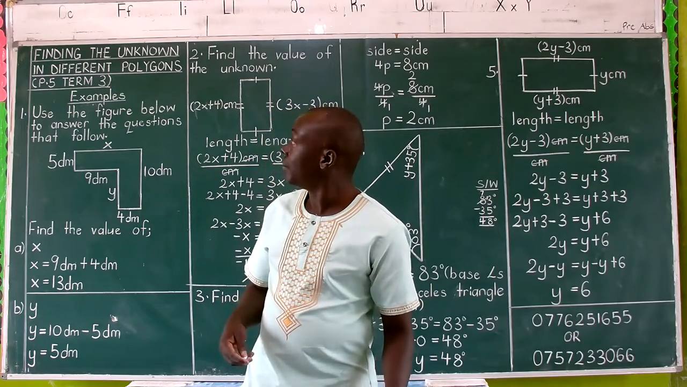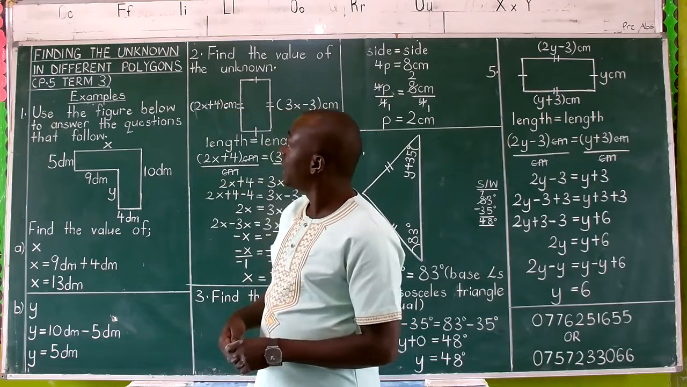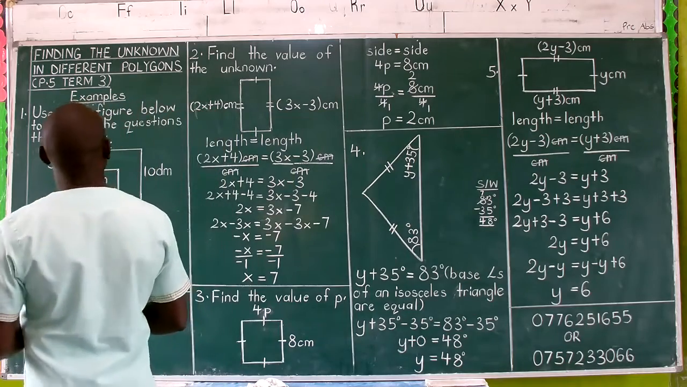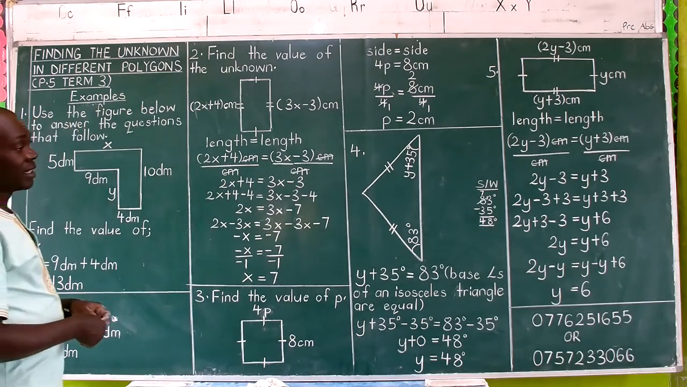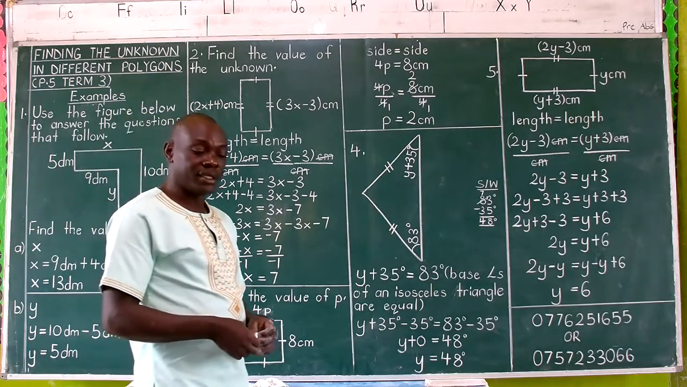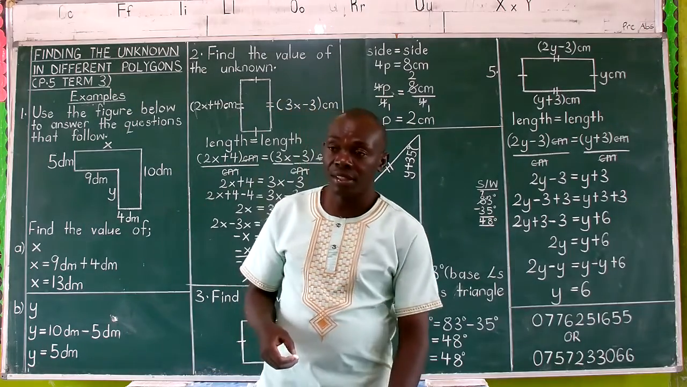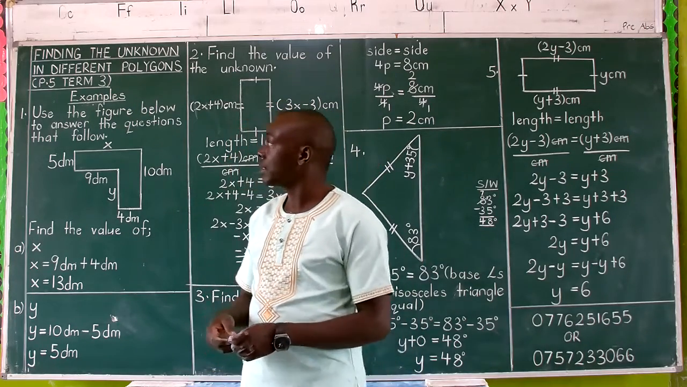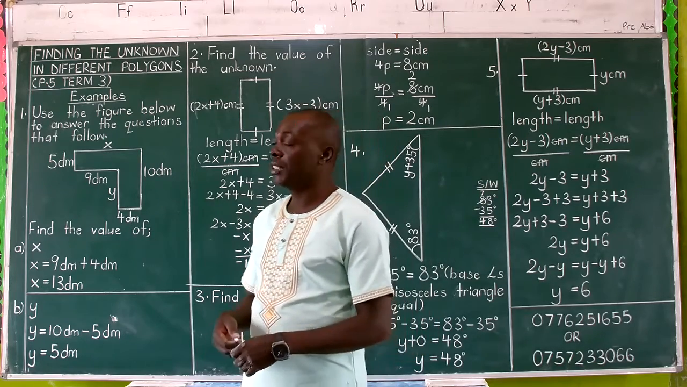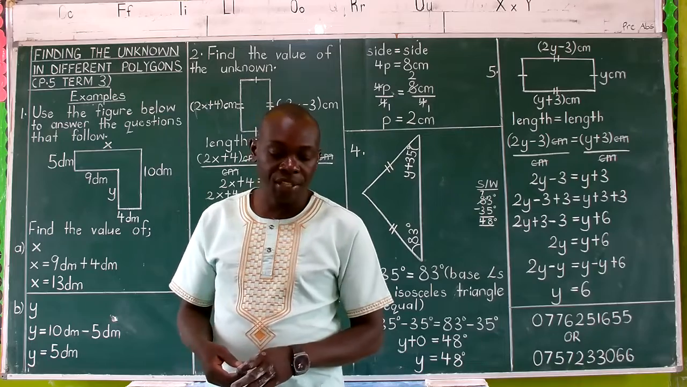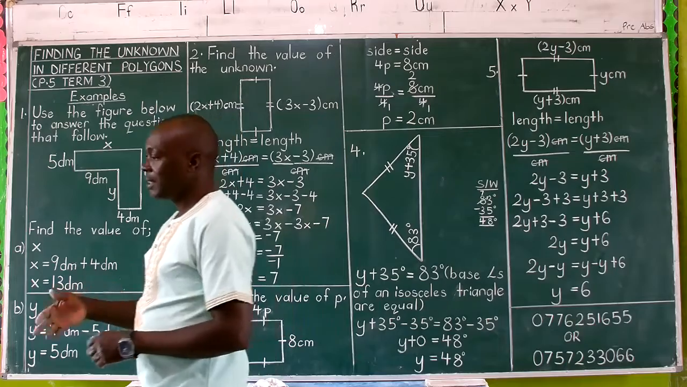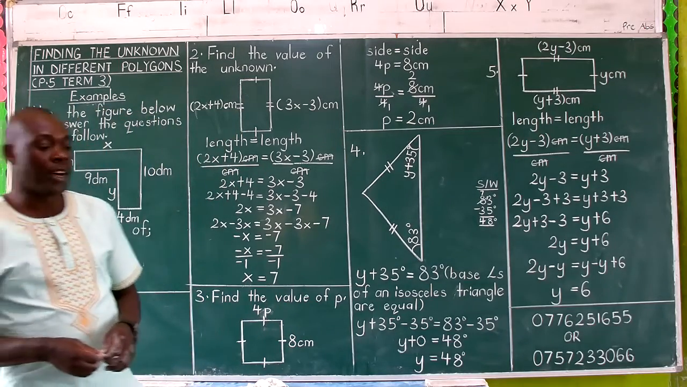Today, I've come with finding the unknown in different polygons. Finding the unknown in different polygons. Still, we are looking at the length, mass, and capacity. We are still looking at the length, that is in metric units, that is centimeters, meters, kilometers, all that much. Now we are involving algebra. That's what's called integration of topics. So whenever you see finding the unknown, it goes algebraic, has got that element of algebra.